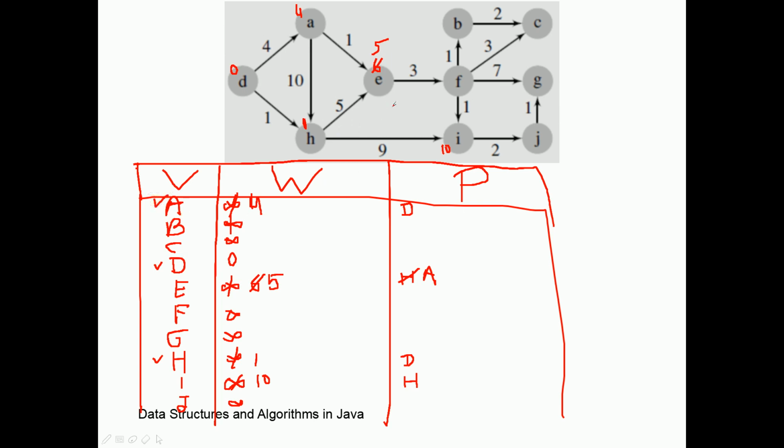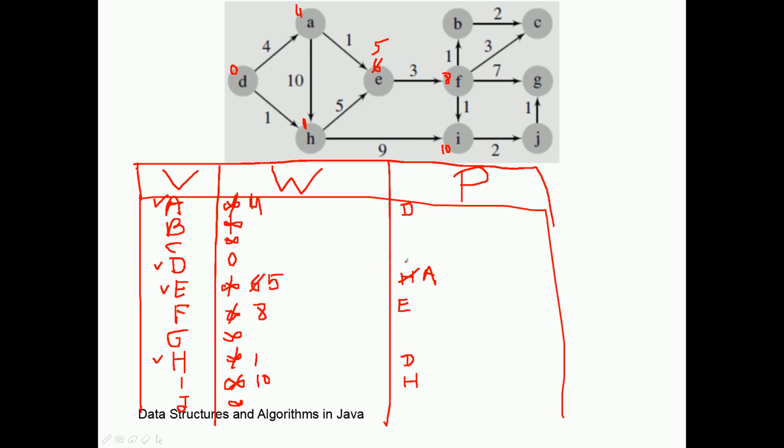Now we check what are the remaining: E and I. The smallest one is E, so we check E now. From E, where can we go? Only to F. So E to F will cost me 8. I just remember this is coming from E, and I'm going to write 8 here, and E is done.